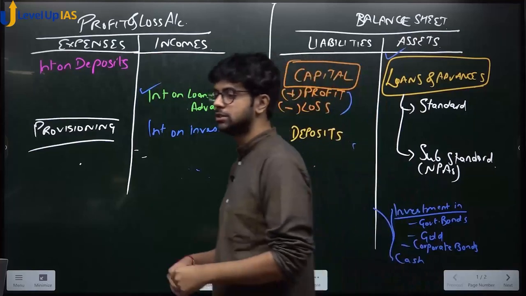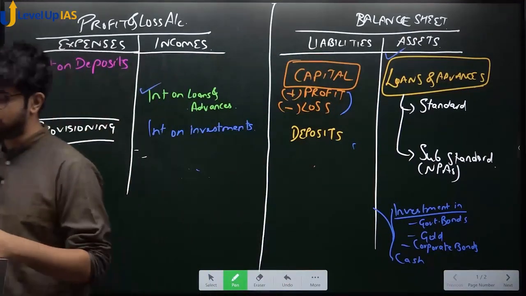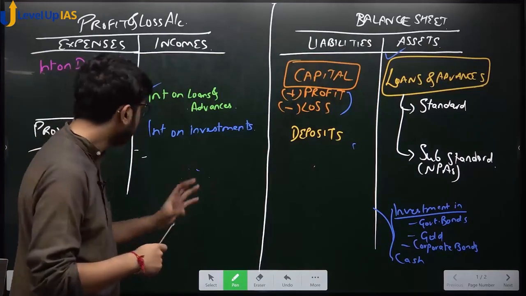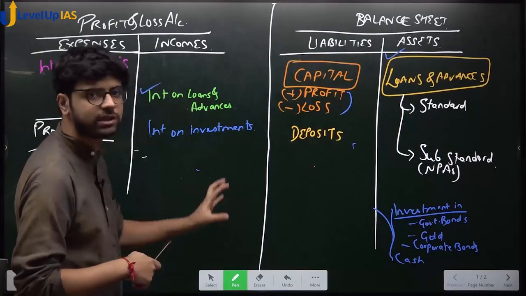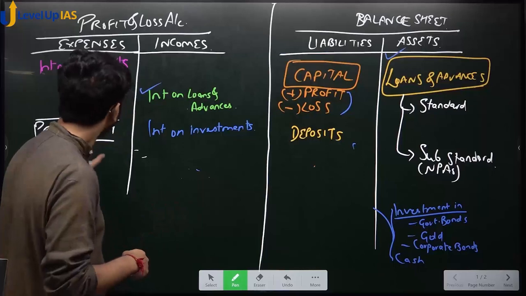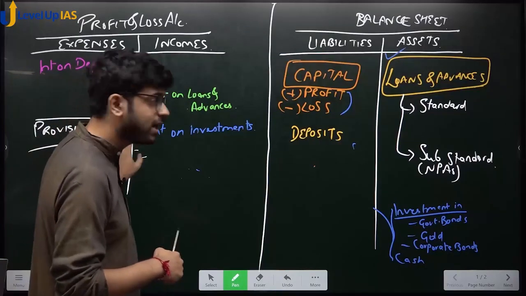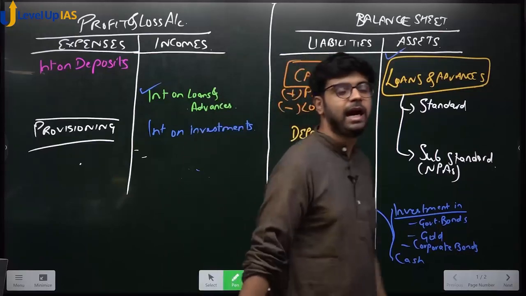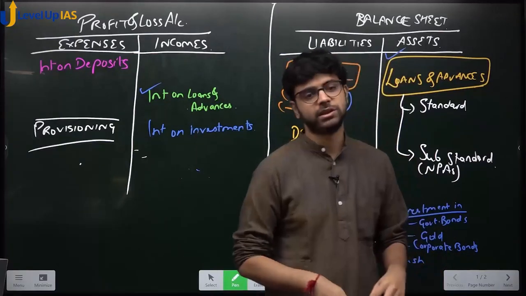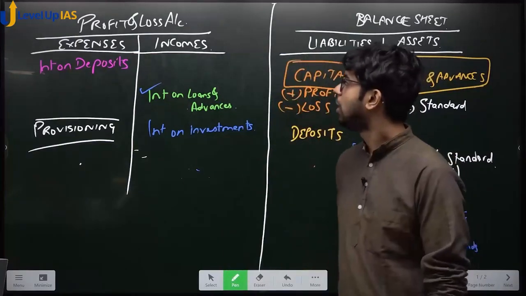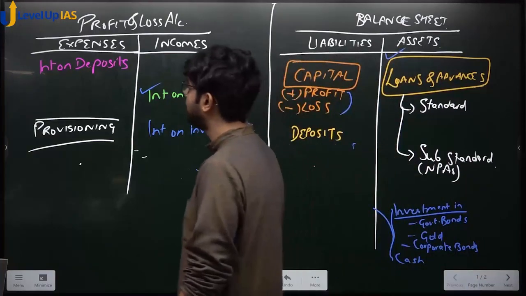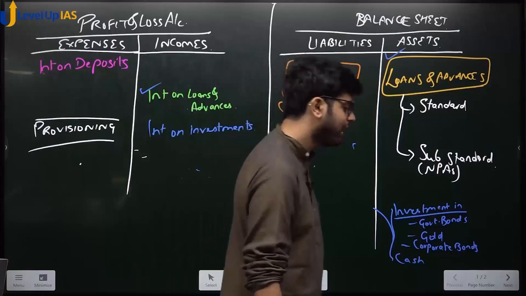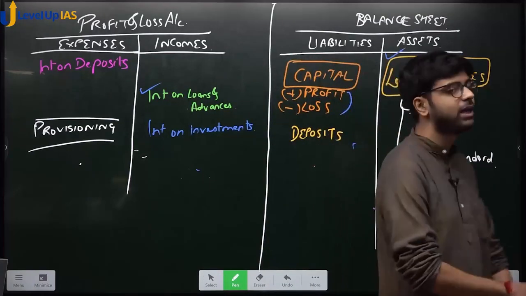What is provisioning? Keeping aside some part of your substandard assets or NPAs in your expenses, recognizing some part as your expenses slowly as the probability of repayment reduces. Barabar? That is called provisioning. You are providing for it. Today only you are providing for it. Today only you are taking a little bit of loss. Today only you are taking a little bit of hit.